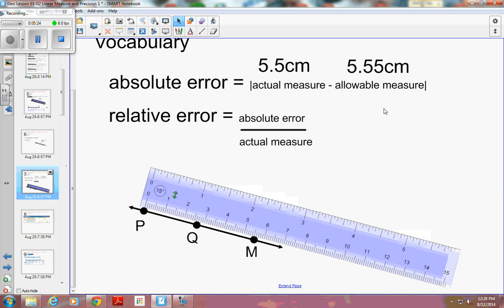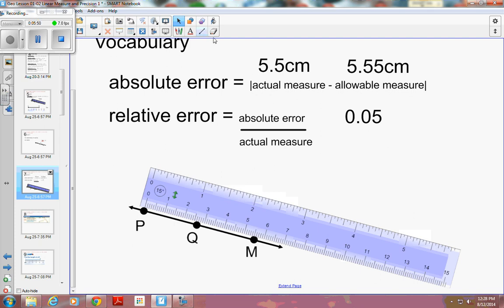Or if we want to change this to millimeters, you can do millimeters. Okay. Remember, I'm allowed to be off by half of whatever I'm measuring to. And I think I'm going a little bit above, not a little bit below, so that's why I'm subtracting this way. And it's the absolute value of this, so the absolute error on the top would be 0.05. Okay.